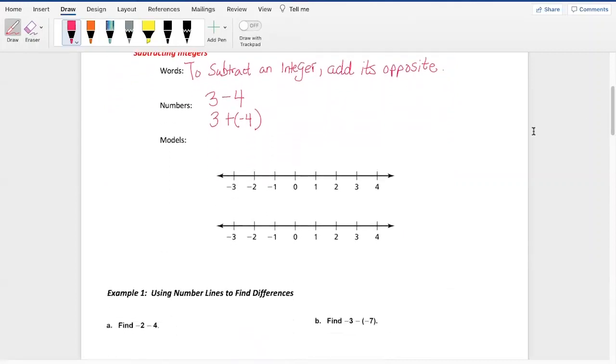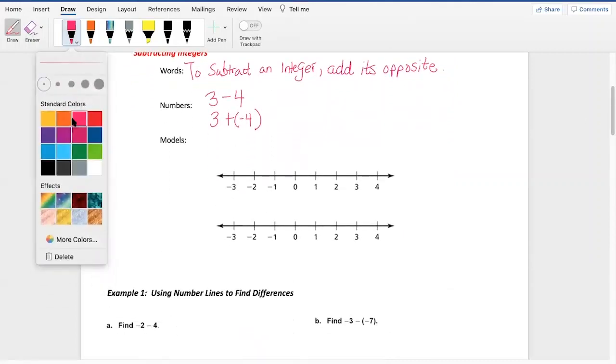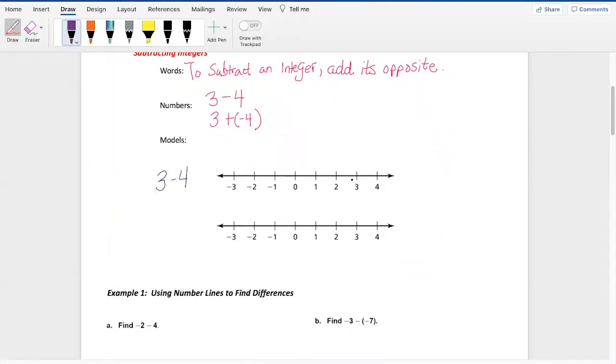And we can show that on a number line. So if I thought of 3 minus 4, here I am at 3, and I want to subtract 4, means I need to go left 4, and so I'm at negative 1. And on that one that we rewrote as adding the opposite, again, if I start at 3, and I'm adding a negative, I have to move to the left, adding 4 negative. And again, we get to negative 1.